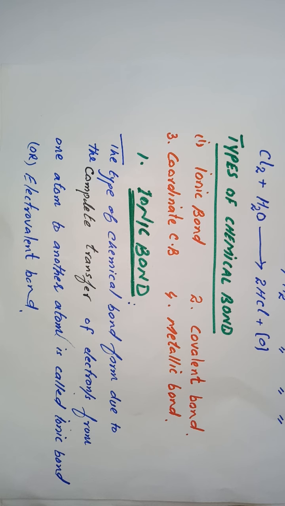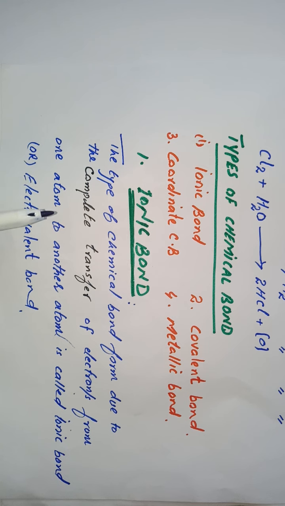As in the previous lecture, I have told you about the types of chemical bond, that there are four types of chemical bonds: the ionic bond, covalent bond, coordinate covalent bond, and metallic bond. Today we will discuss the first type of chemical bond, which is an ionic bond. This is the type of chemical bond formed due to the complete transfer of electron or electrons from one atom to another atom. It is also said to be the electrovalent bond.